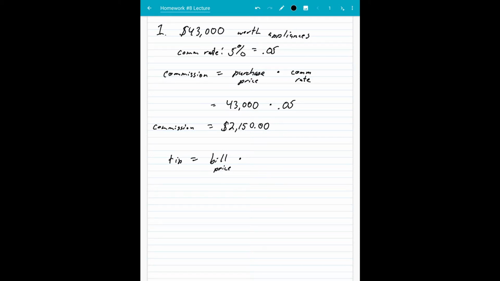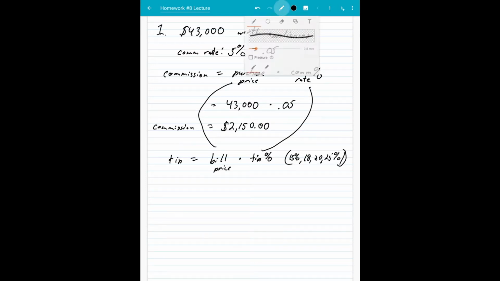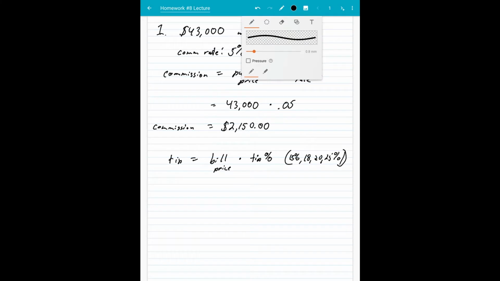Do you tip on the tax, like after the tax or before the tax? So the bill price times your tip percentage, whether that's going to be 15, 18, 20, 25% or more. It doesn't really matter. It's really up to you on how you tip. So it's calculated the same way. Bill price is the same thing as purchase price. Tip percent is the same thing as the commission rate. So they mean similar things. That was not too bad of a problem. That one y'all might be a little familiar with.